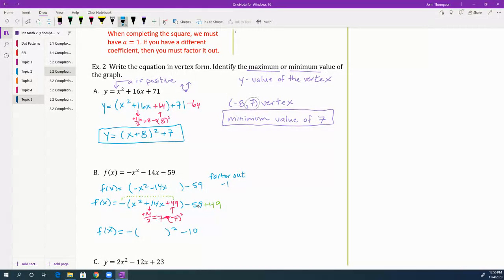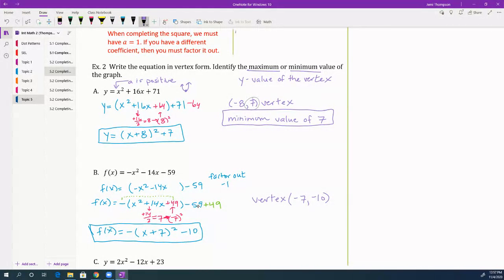So I combine like terms, minus 59 plus 49 gives me a minus 10. And then I rewrite my quadratic as a product of binomials. So I have x plus 7 squared, and that is this function in vertex form. Awesome. So I pluck out my vertex. What is my vertex? I'm going to take the opposite of 7, and then I have a negative 10 for my y value.